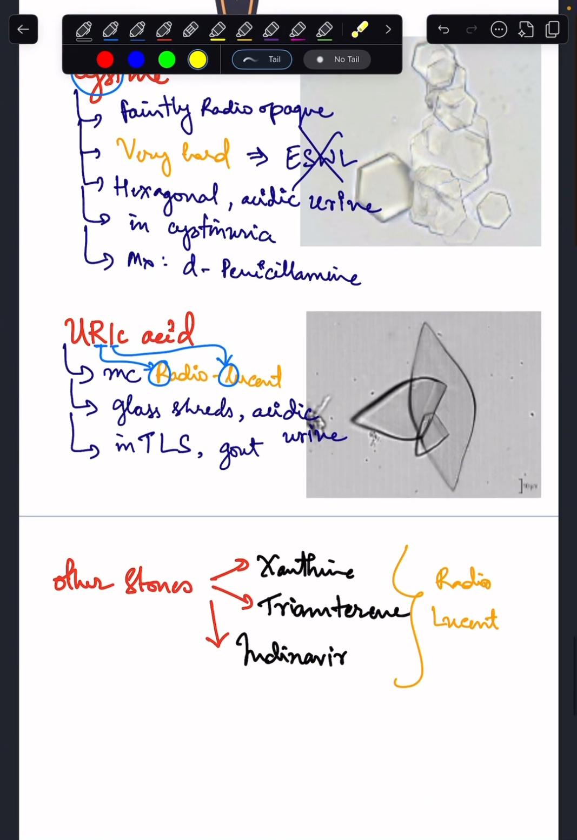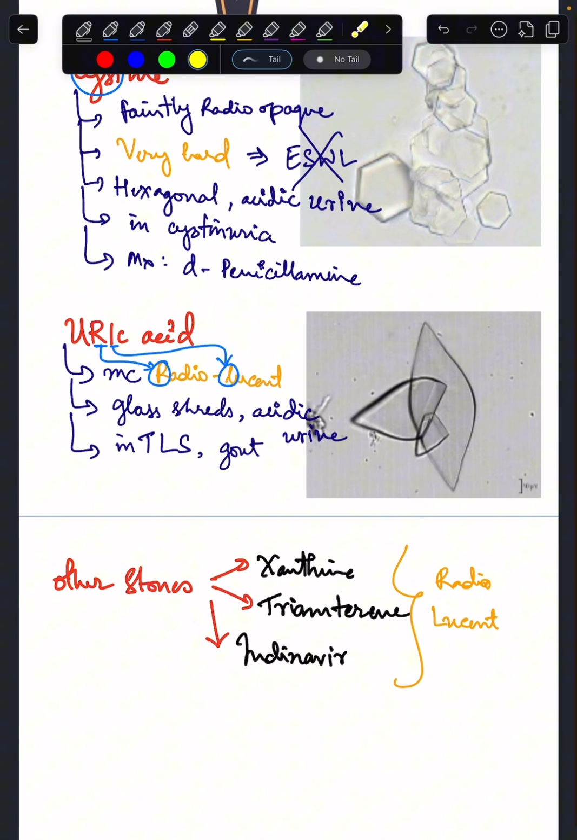Coming to the last of the major 4 stones, we have uric acid stones. And the special thing about this is they are radiolucent. To remember this, note the letters R and I in the word uric, right? So R here stands for radio and I, which looks like the small letter L, denotes lucent. These look like glass shreds or are rhomboid in shape, and as the name suggests, acid, they're also seen in acidic urine and in conditions like tumor lysis syndrome and gout.